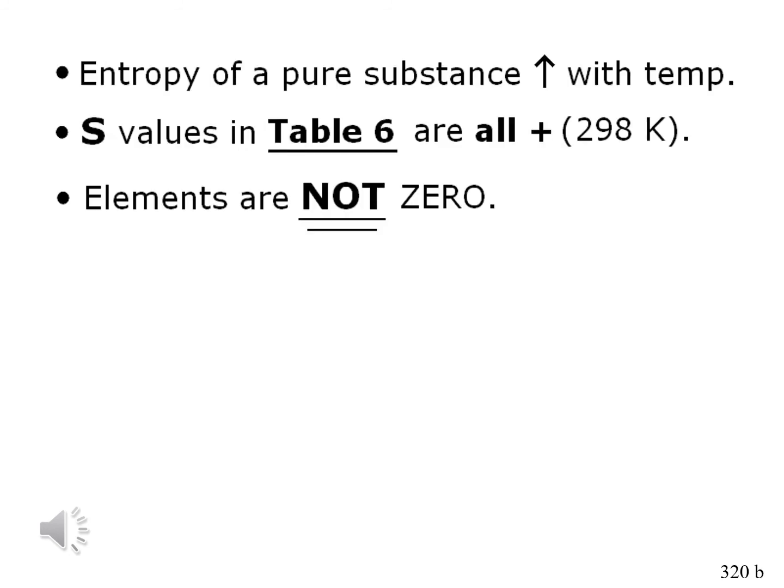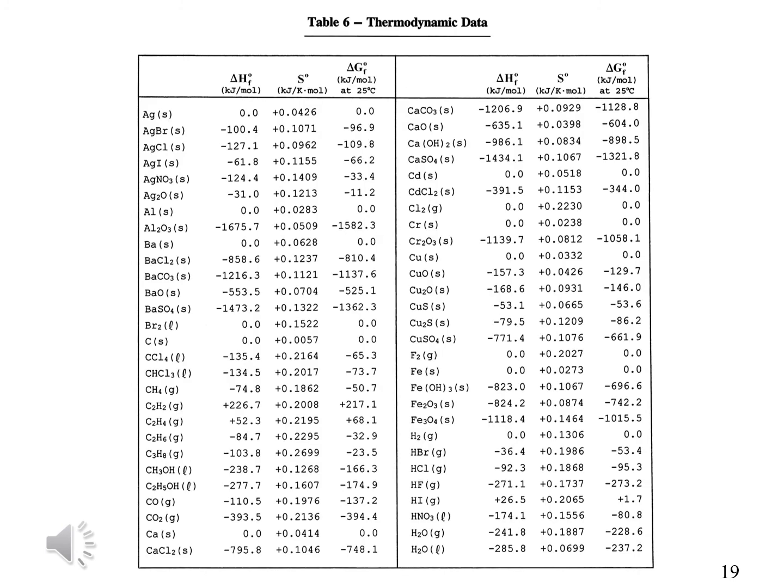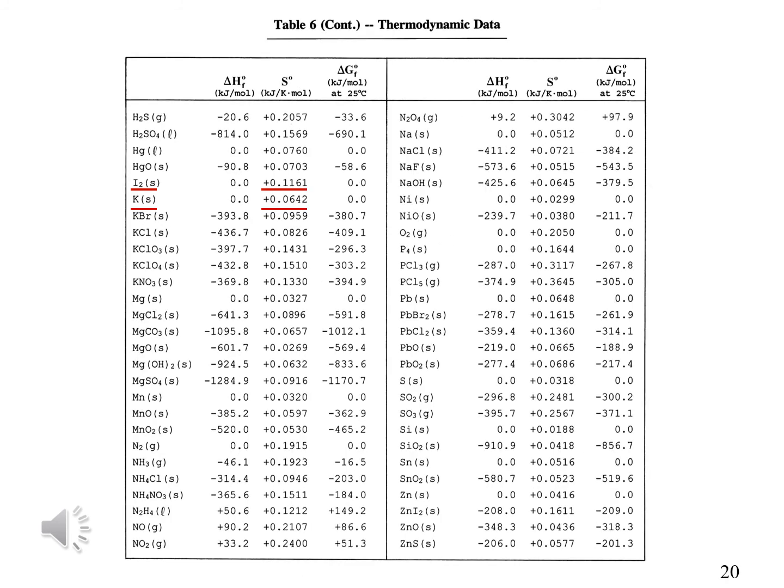If you look at the entropy values, if you increase the temperature above absolute 0, obviously the entropy is going to increase. The molecules start moving, they start vibrating, and if you look at the S values in table 6, they're all positive, and elements are not 0 because they're being compared to themselves at absolute 0. So here you can see that all the S's in the center column are positive. And I showed the 2 elements that we looked at before. The H and G are 0, but the S is not.